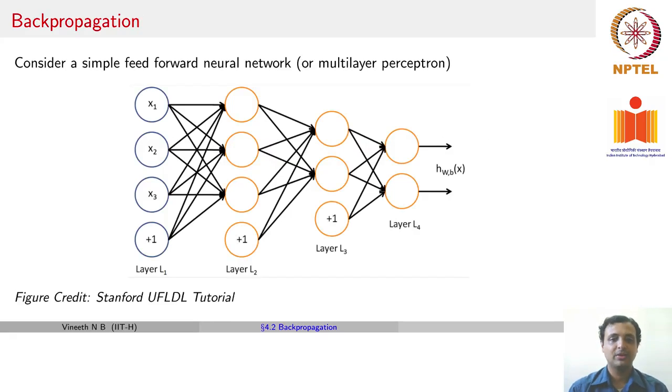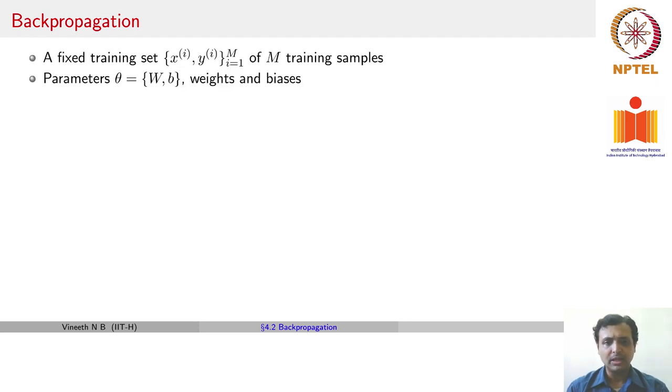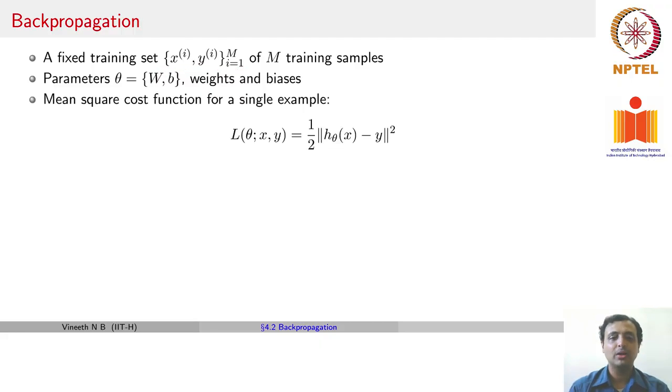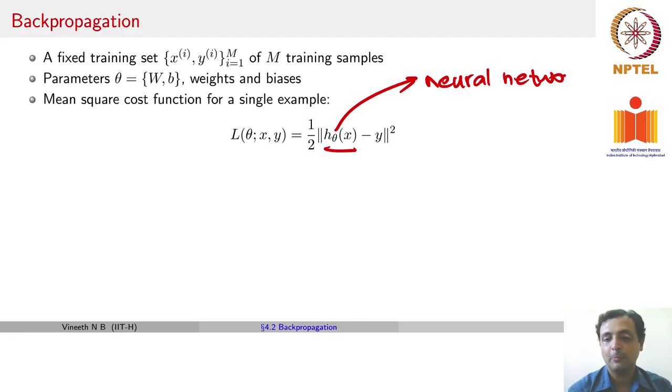And let's see more details. Let's consider once again the simple feedforward neural network, or what is the other name for multi-layer perceptron. Let's consider once again a set of M training examples given by xi, yi. Let theta constitute all the weights and biases in the neural network. Let the mean square cost function for a single example be given by, let's assume that h theta of x corresponds to your neural network at this time. Okay, that's your neural network. And y is the expected output, because we know that that's the output for the corresponding training sample.